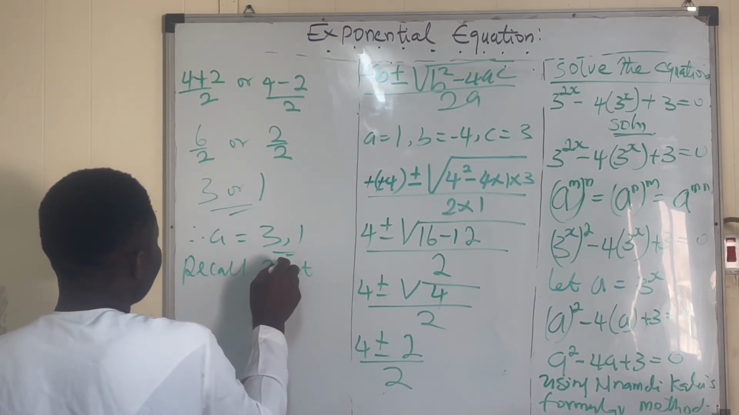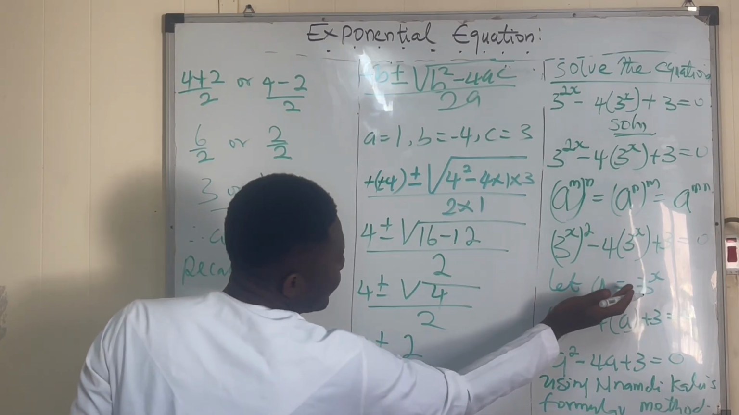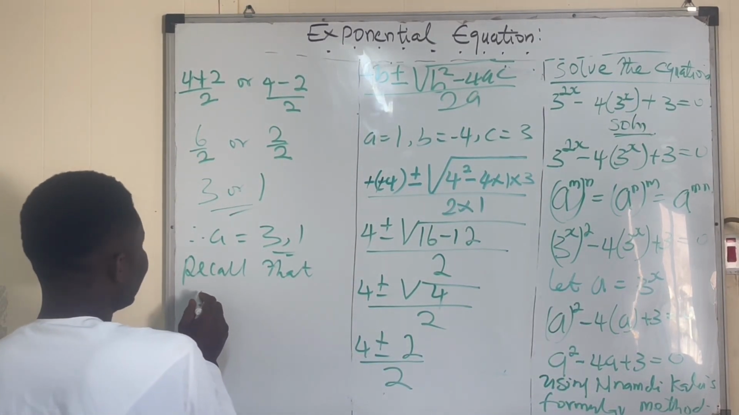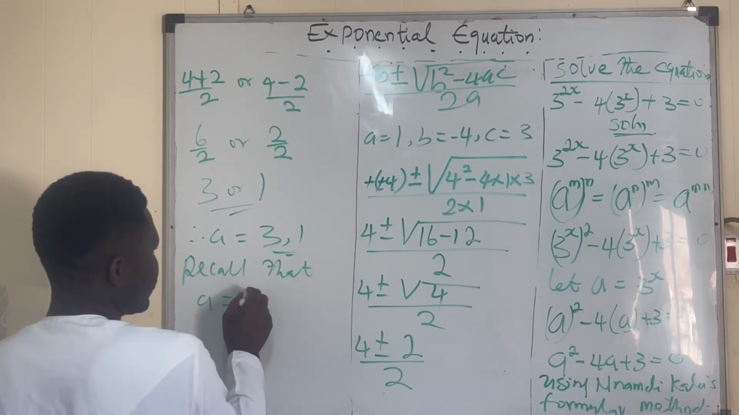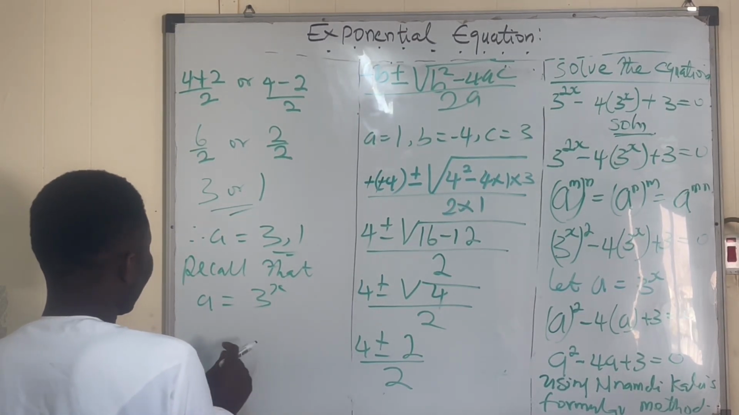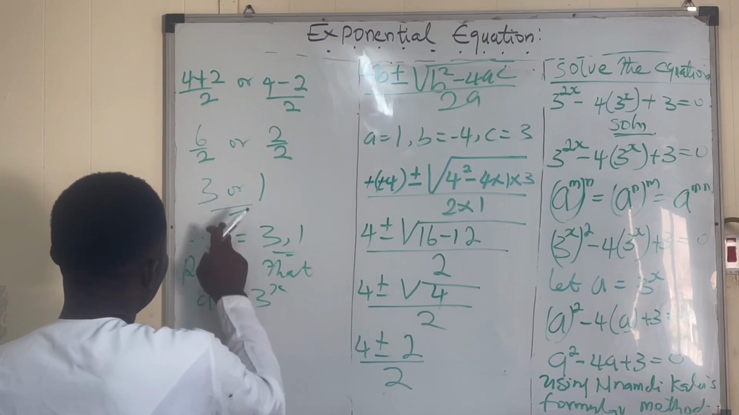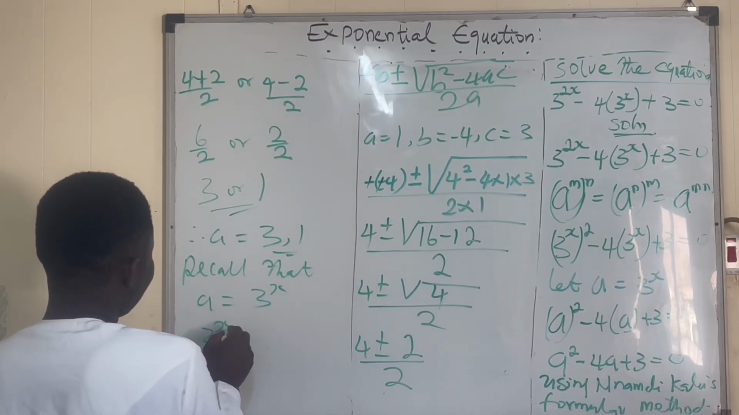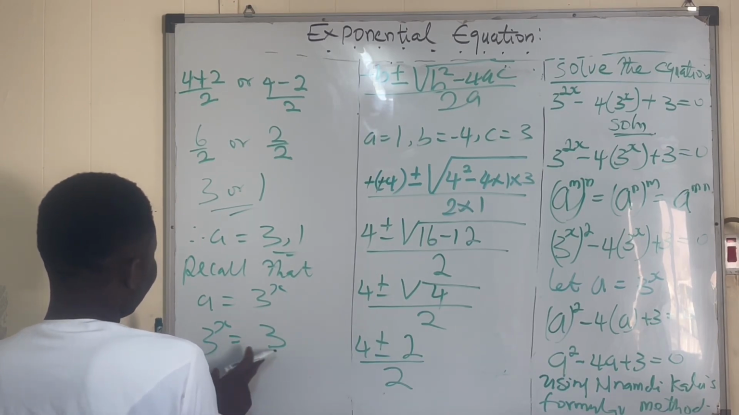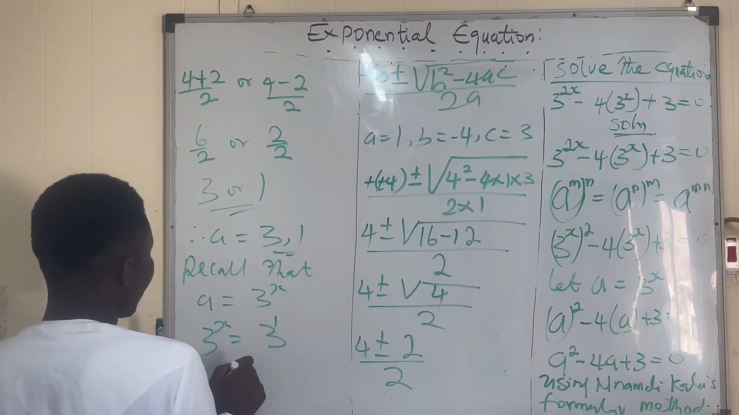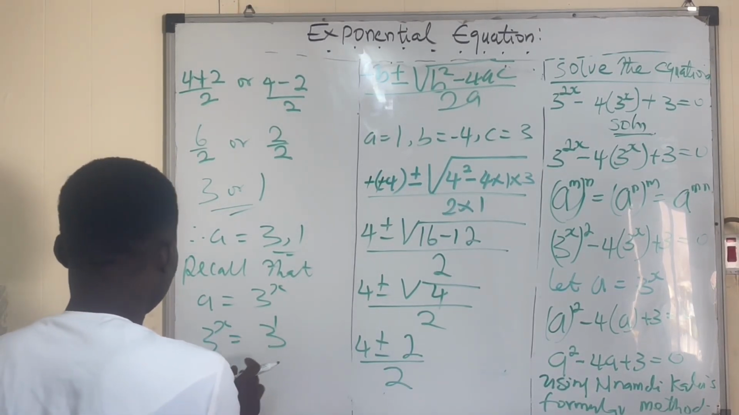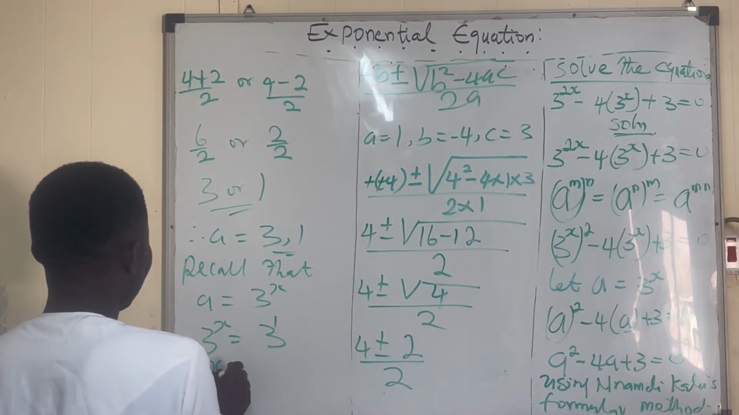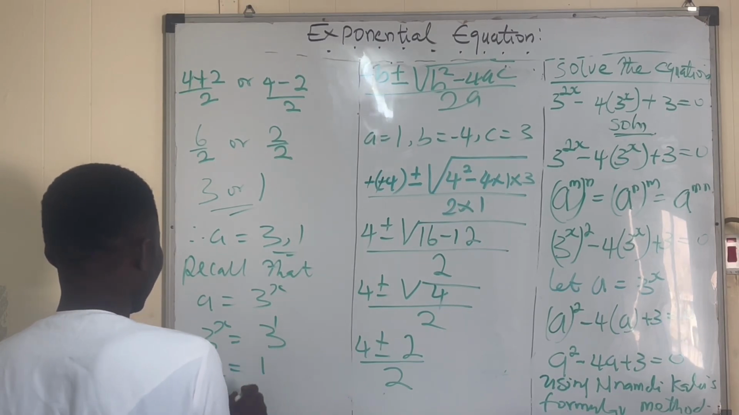Recall that we said let a be equal to 3 raised to the power of x. When a is equal to 3, 3 raised to the power of x is equal to 3, which is 3 raised to the power of 1. Since they have the same base, we bring down the powers. Our x here is equal to 1.